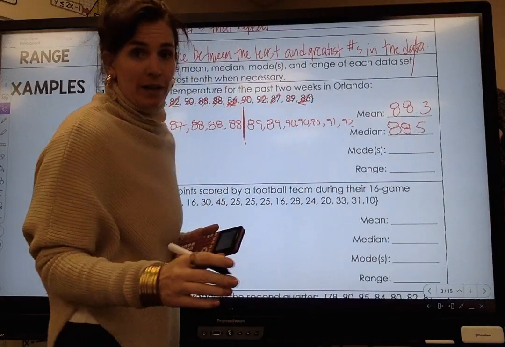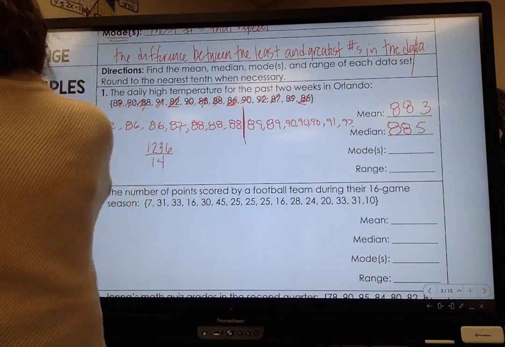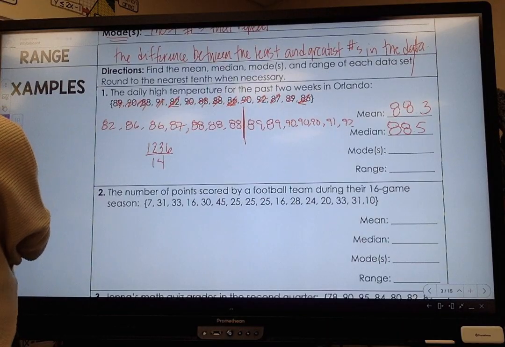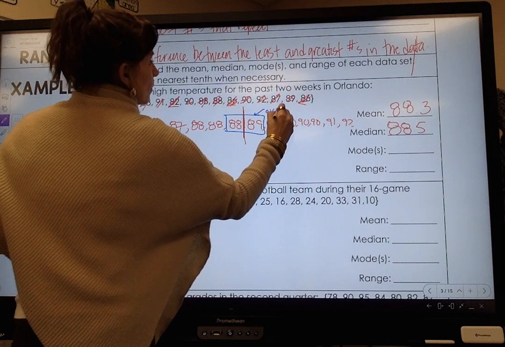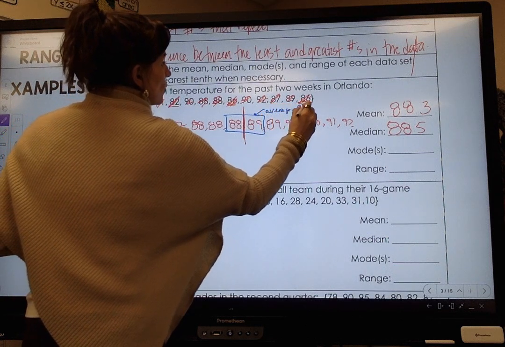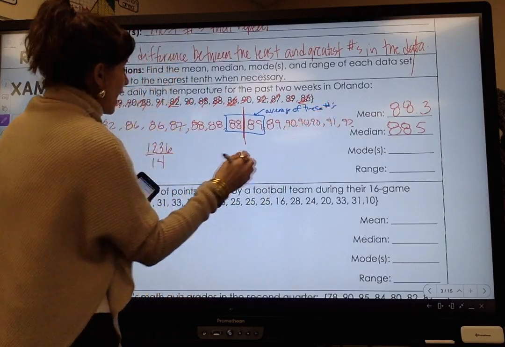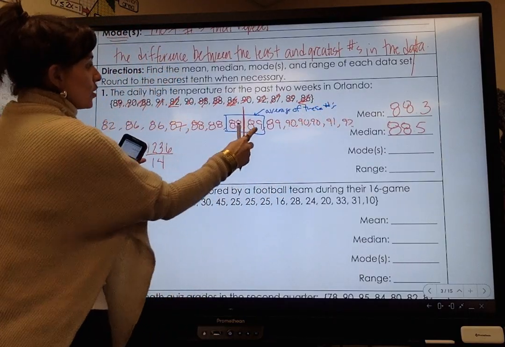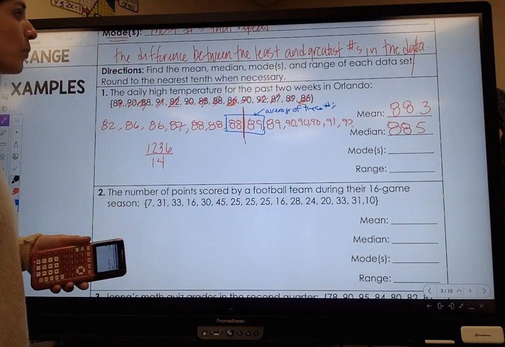If you don't know that off the top of your head, you should, but if you don't, then you just take the average of these two numbers. And we know the average is the same thing as the mean. You add them up and divide by 2. And then you're going to get 88.5.